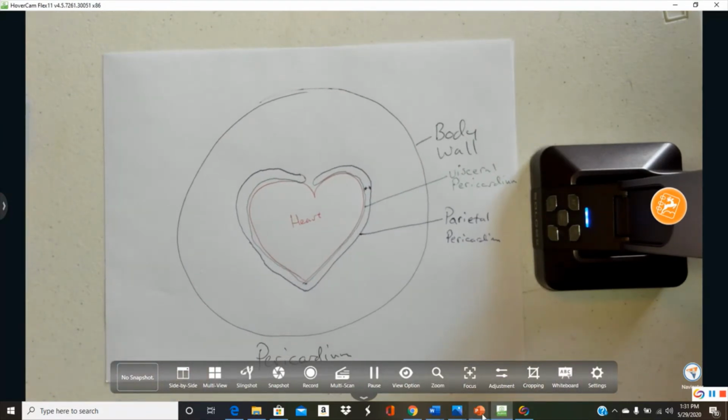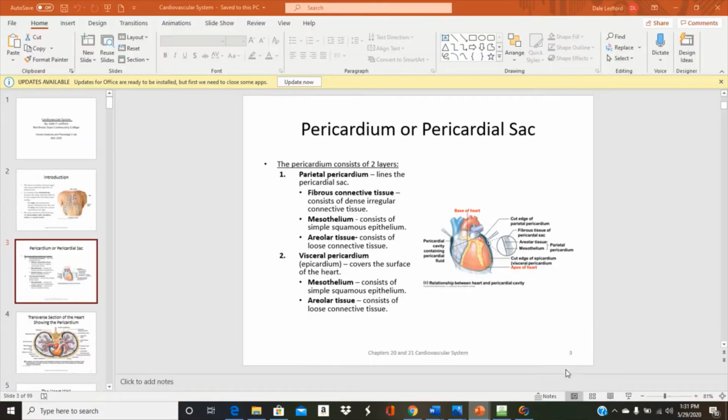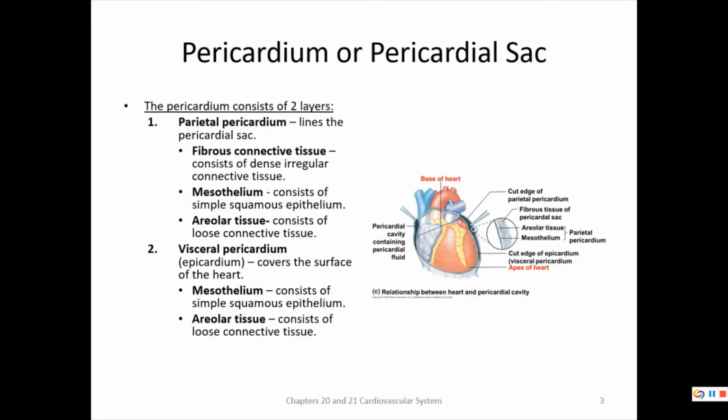Okay. Now, what we're also going to see is there's the visceral pericardium. Sorry, I almost forgot to mention that the parietal pericardium has the areolar connective tissue layer, which is the loose connective tissues associated. Now, the visceral pericardium does not have that dense fibrous layer of dense irregular connective tissues. In fact, it's only got the 2.